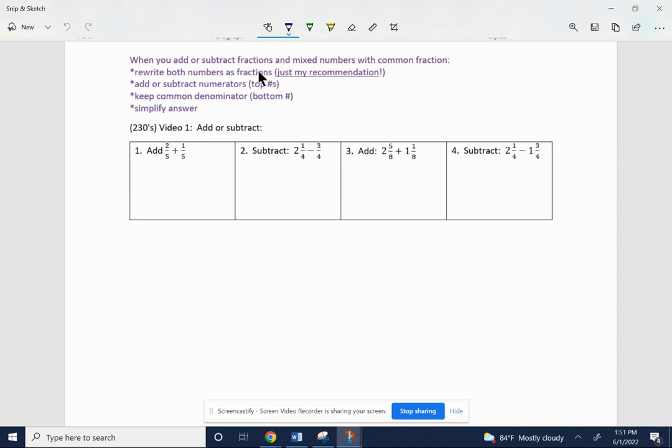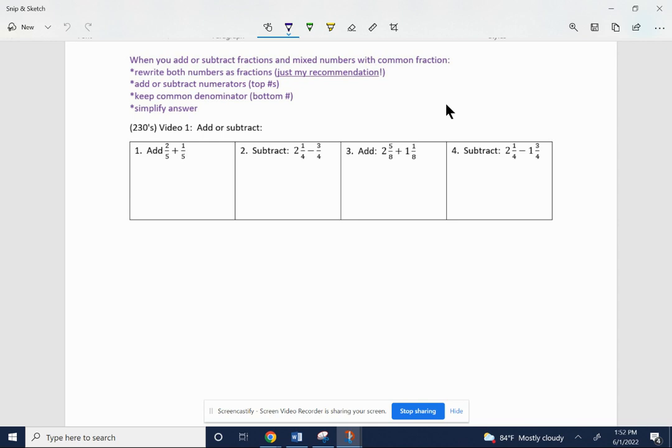Okay, you do not need to do it this way. It just seems like students make fewer mistakes when they do it this way instead. Change the mixed numbers into fractions so that everything you're looking at is a fraction. Then all you have to do is add or subtract the numerators, the tops, keep the denominator the same, because in these problems it's going to be a common denominator anyway, and then simplify your answer.